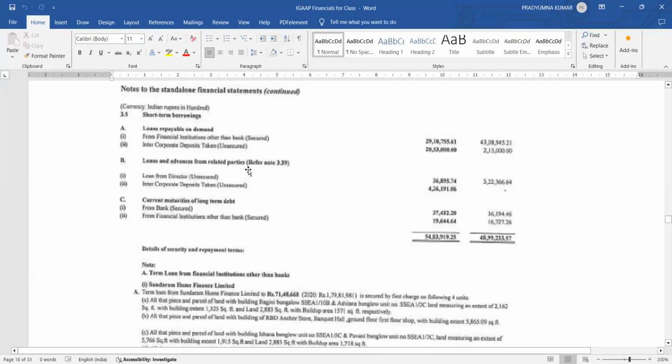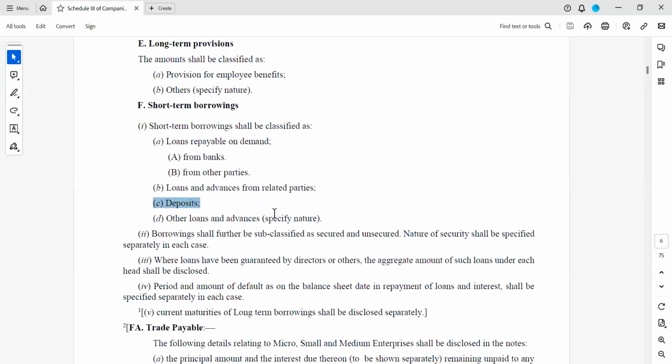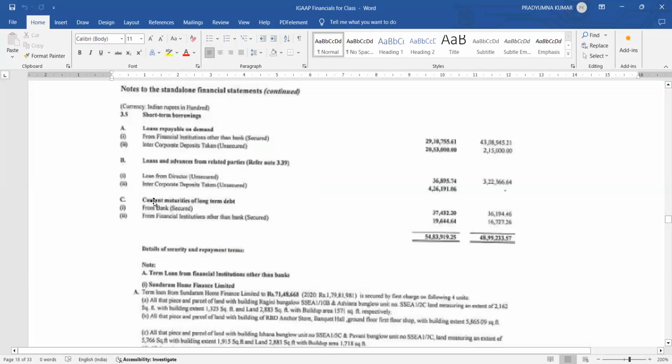Loans and advances from related parties, and they have given some further note also, 3.39. We will see it. Loan from director. You see here, loan from director, related party. So that's why they have mentioned loan from director. Intercorporate deposits taken, unsecured. This is also unsecured. Current maturity of long-term debt.